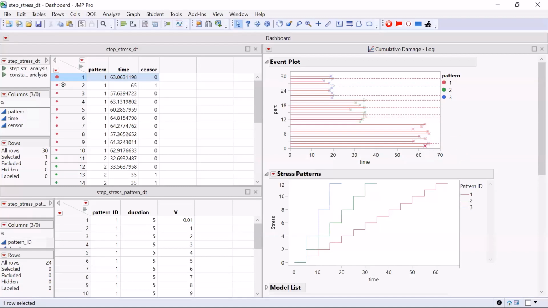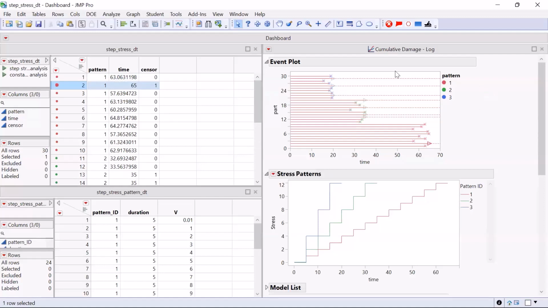And part number 2 here also had the same pattern, pattern 1. It went 65 seconds, and then it didn't fail. And you can see here, you've got the little triangle. The little triangle is telling you again that this is censored. So I have to tell JMP this was censored, and I do that by putting a 1 in the censoring column. And then I get this for all my data, all my different ramp rates.